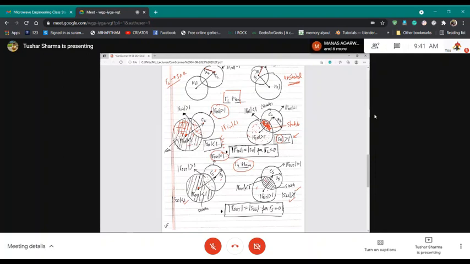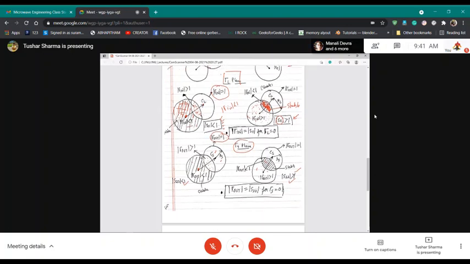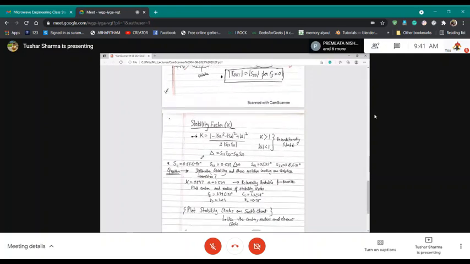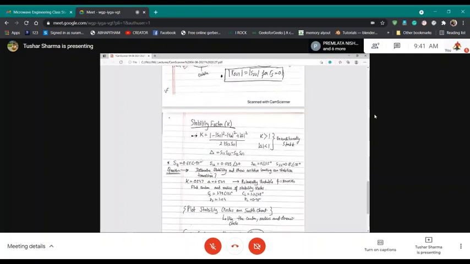Okay, so let me quickly go to the next formula, which is important, and then let's try to solve an example. To determine stability, you calculate the K factor. The first step is to calculate the K factor and determine whether the transistor is stable. There are two cases: unconditionally stable, which means that whatever you do, the transistor is stable for sure.